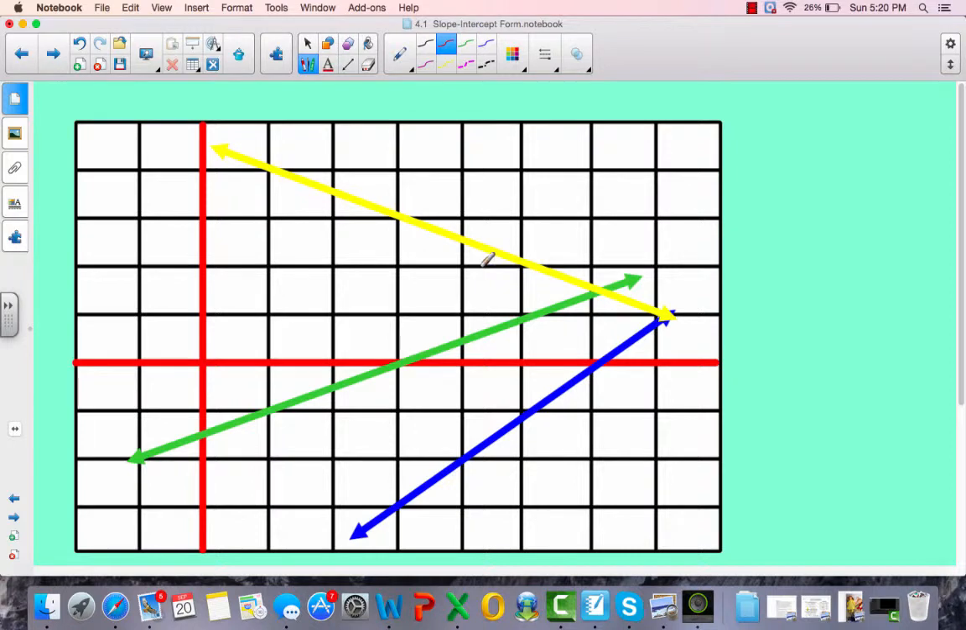So when you look at these lines, this one starts high and goes low. That means it has a negative slope. This one starts low and goes high. That means it has a positive slope. This one starts low and goes high. It has a positive slope. Now, if you had another one that went like this, you automatically know that it has a negative slope.